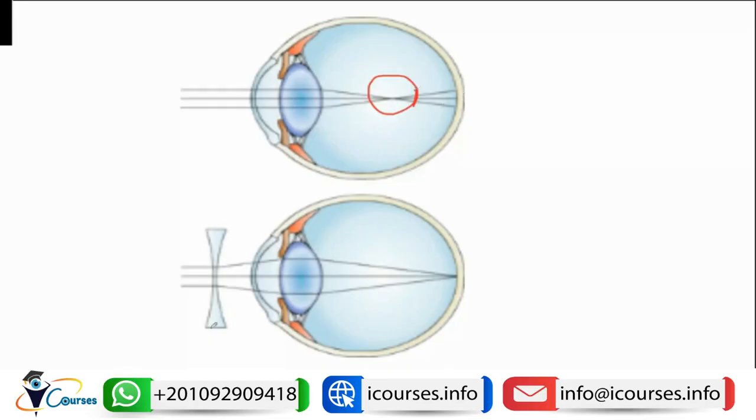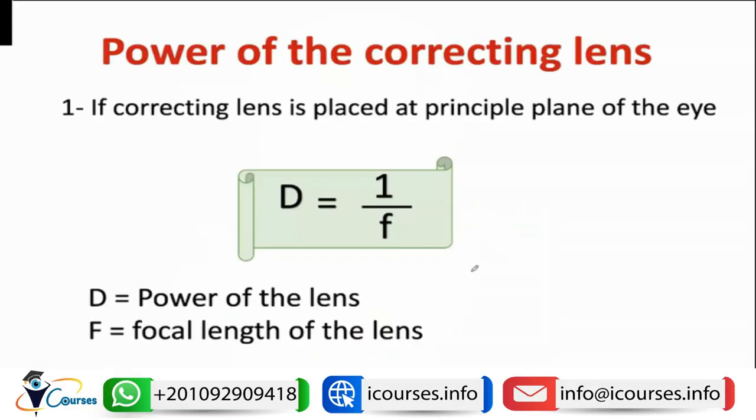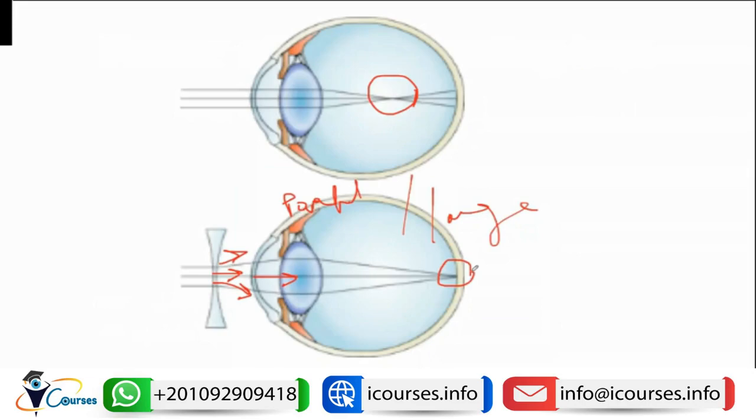However, if we put a minus lens in front of the myopic eye, the parallel rays will fall on the minus lens, leading to divergence. Since these light rays are divergent, they will enter the optical system of the eye, which is either powerful or large or has a high axial length, so that this powerful eye will make these divergent light rays come to a focus sharp and crisp over the retina. So is it clear up till now?